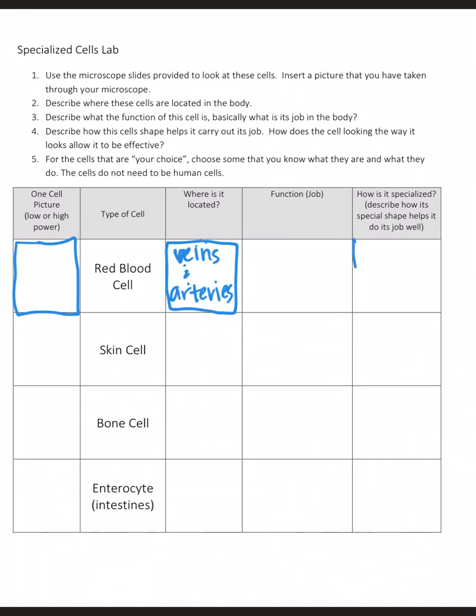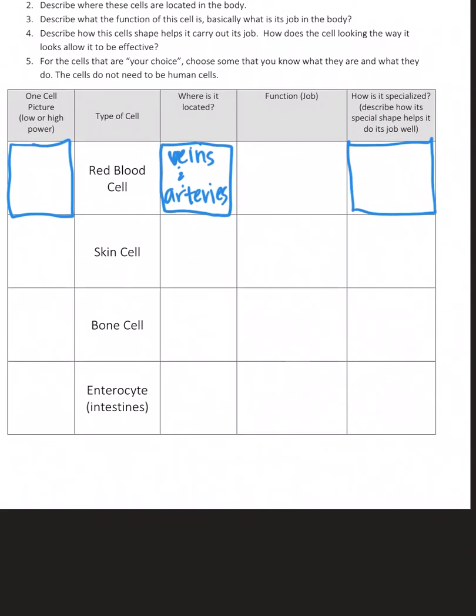And then this last column, how is it specialized, is tell me, looking at these red blood cells, what's special about their shape that allows them to do their job well. So for example, red blood cells, they're round, they look kind of like a jelly donut, they're smooth. That allows them to go through the veins and arteries easily so they don't get stuck on things. You wouldn't want them to have spikes and things that let them stick to other blood cells, because then they can't flow through. So you're going to do that with all of these cells.